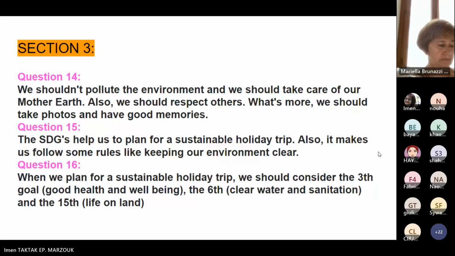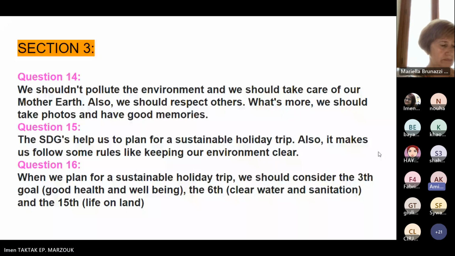Hello everyone, I am Amina. I'm presenting section 3, question 14. We shouldn't pollute the environment and we should take care of our Mother Earth. Also, we should respect others. What's more, we should take photos and have good memories. Question 15. The SDGs help us to plan for a sustainable holiday trip. Also, they make us follow some rules like keeping our environment clean.